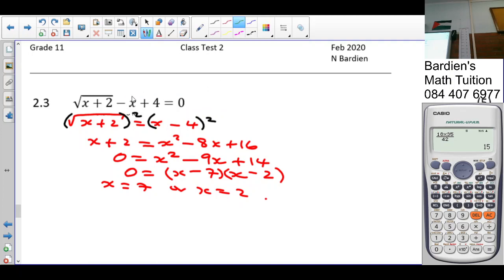Okay, so if you put 7 in here, 7 plus 2 is 9, the square root of 9 is 3, 3 minus 7 is negative 4, negative 4 plus 4 is 0. So that one works. Not so? On the other hand, we put 2 in, 2 plus 2 is 4, the root of 4 is 2. 2 minus 2 is 0, and 0 plus 4 is not 0. Okay, and there we go.